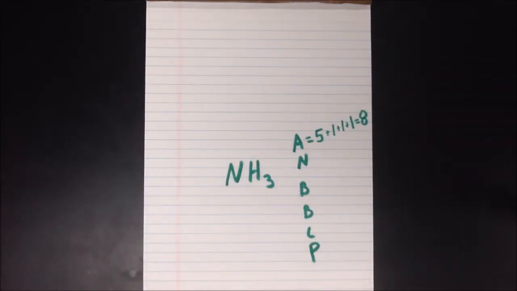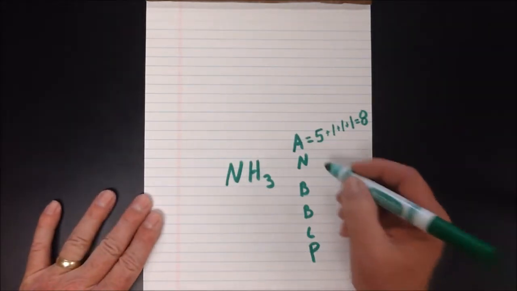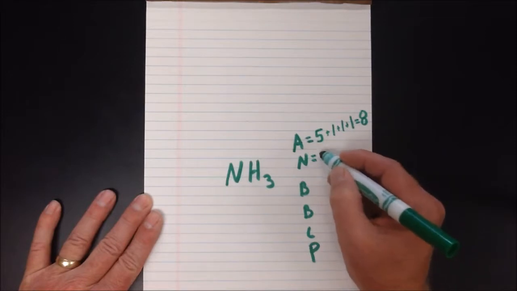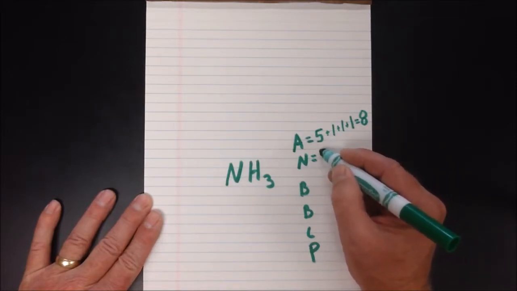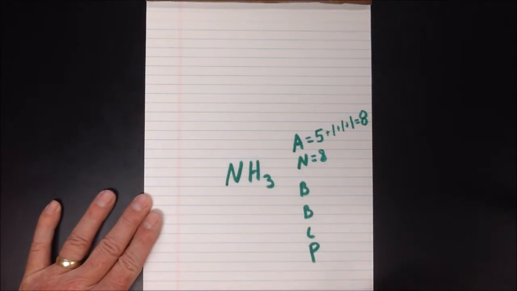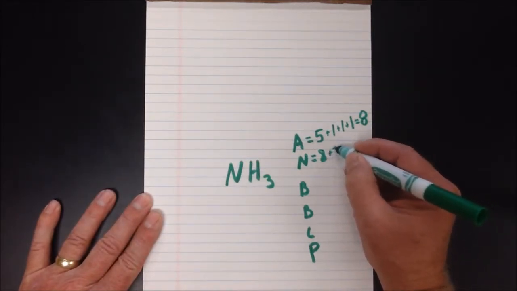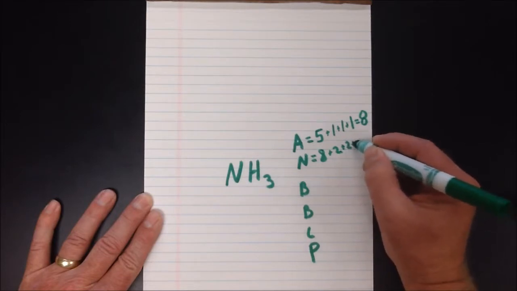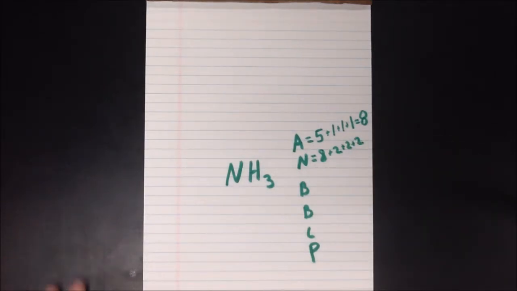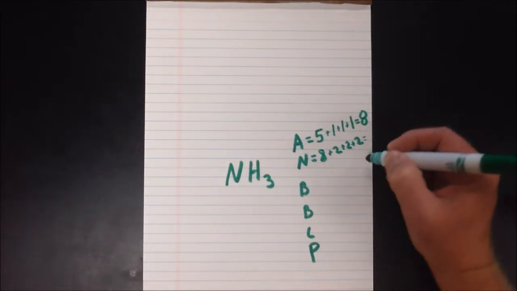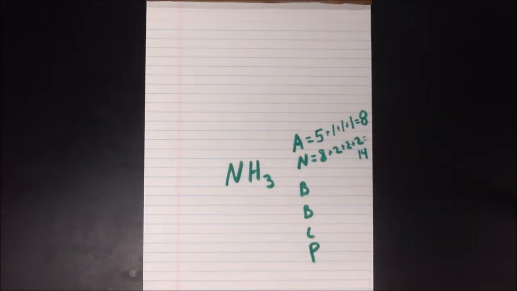N stands for our needed electrons. Because this is not something that violates the octet, we're using this ANBBLP method. We need double what we have, but not more than 8. So my needed for nitrogen is double what we have, but no more than 8. For 5, it's going to be a total of 8. For hydrogen, it's going to be 2 for each one of those. So we end up with a total of 14 needed electrons. That's really the hard part as far as the mathematics go. You look at the periodic table, you write down your available electrons, double what you have, never more than 8. You've got your needed electrons.